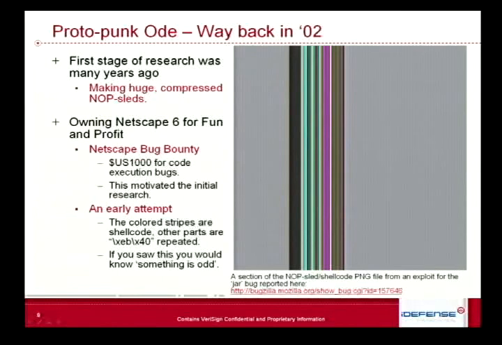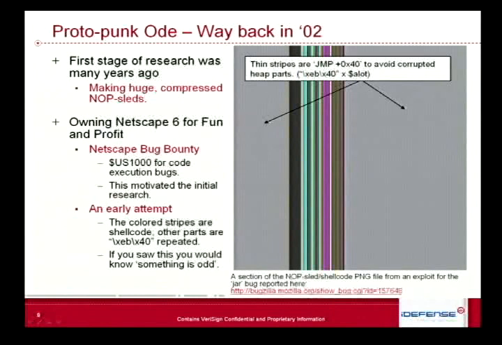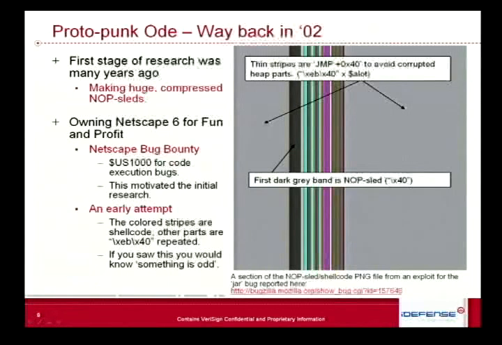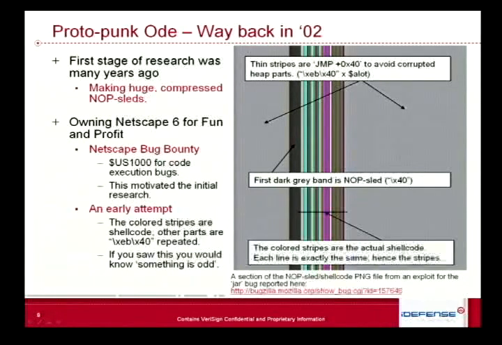The image you see on the right there, the stripes are some jump instructions, which, because most of the vulnerabilities I found were heap related, were to jump over any of the corruption that occurred. The first dark gray band there is something to jump into, so it doesn't jump partway into the code. And the colored stripes themselves are the actual shellcode. Because each line's exactly the same, it makes the stripes.